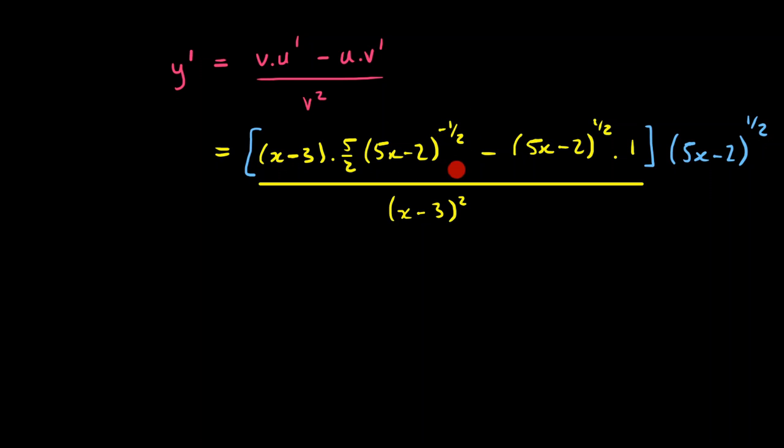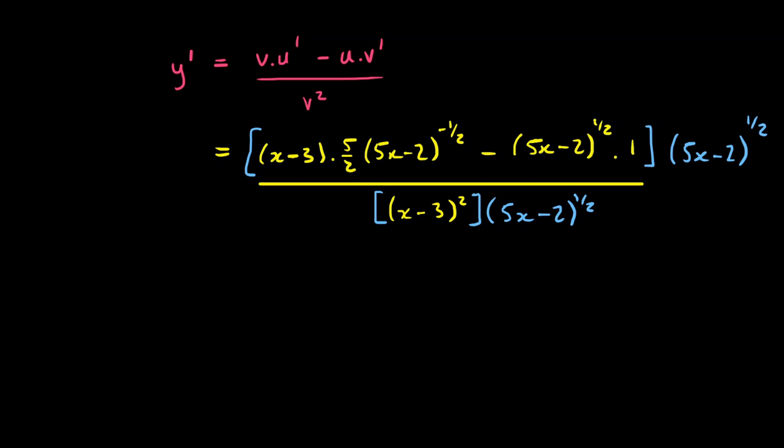So if I want to get rid of this term, if I want to cancel it out, I need to multiply it by 5x minus 2 to the power of positive a half. But remember, I can't just multiply this term in isolation. I need to multiply the entire numerator. And therefore, if I multiply the entire numerator, I've also got to remember that I need to multiply the denominator as well, right? Because we need to have equivalent fractions.